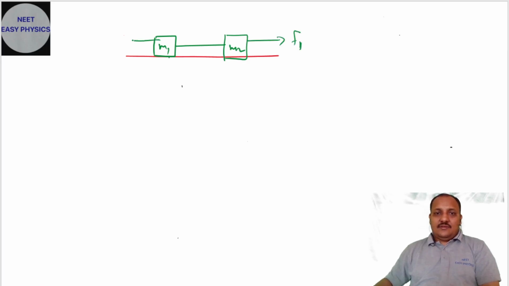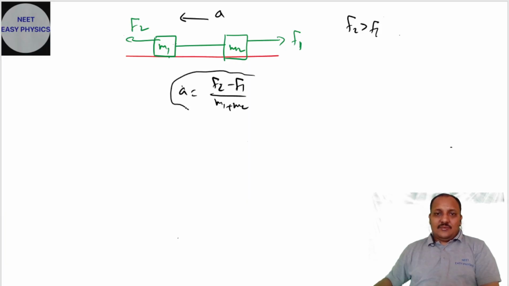Now, if they ask about forces on both sides, M1 and M2 with forces F1 and F2 acting. Whenever they give two forces like this, you have to see which is more. Let us say F2 is greater than F1. In which direction will this move? It will move in the direction of F2. Then the net force gives acceleration a = (F2 minus F1) by (M1 plus M2).